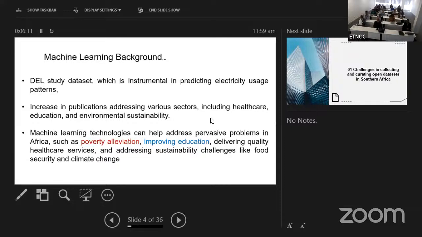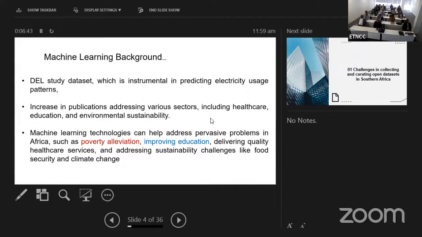As background, in South Africa, those who are from South Africa will know what they call load shedding, and there has been a lot of debate on this. They have now used the Eskom data set to try to predict which areas should be shed, based on the data which is available. So they have now started applying this to manage electricity.